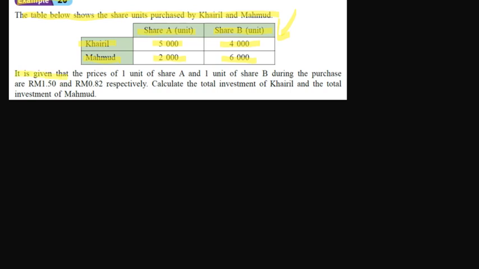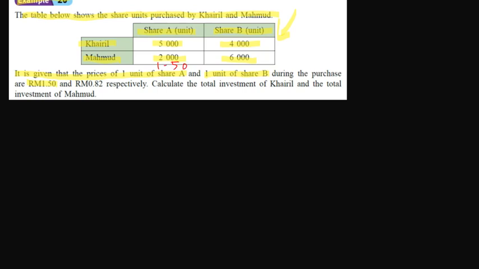So it is given that the prices of 1 unit of share A and 1 unit of share B during the purchase are 1 ringgit 50 cents. 1 ringgit 50 cents. That means this one, for share A, it is 150.